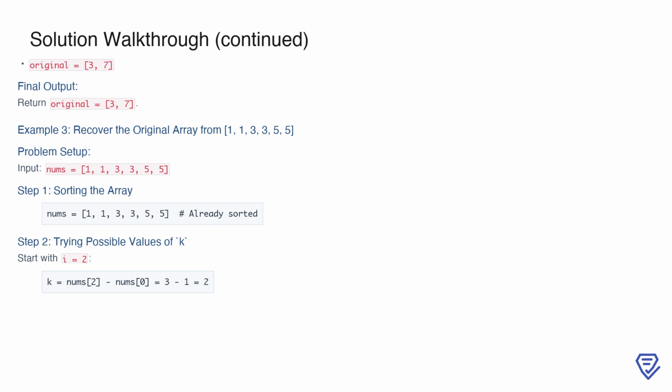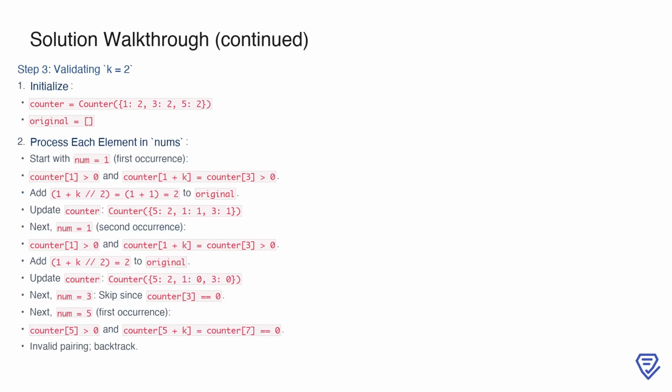Let's now explore a third example where nums is 1, 1, 3, 3, 5, 5. Once again, we start by sorting the array, which is already sorted as 1, 1, 3, 3, 5, 5. For this input, we try possible values of k. Using the third element and the first element, nums[2] and nums[0], we calculate k as 3 - 1 equals 2. This value of k will be validated to check if it can produce a valid original array.